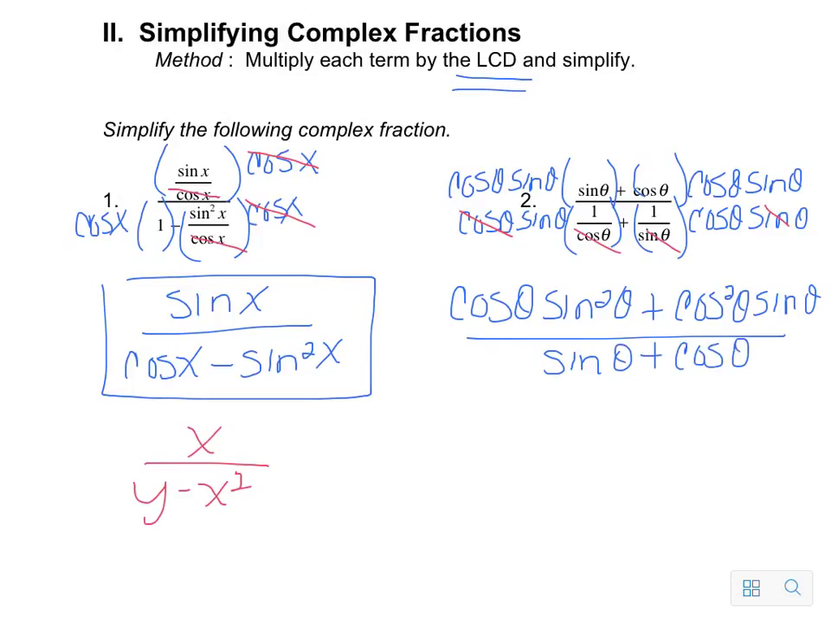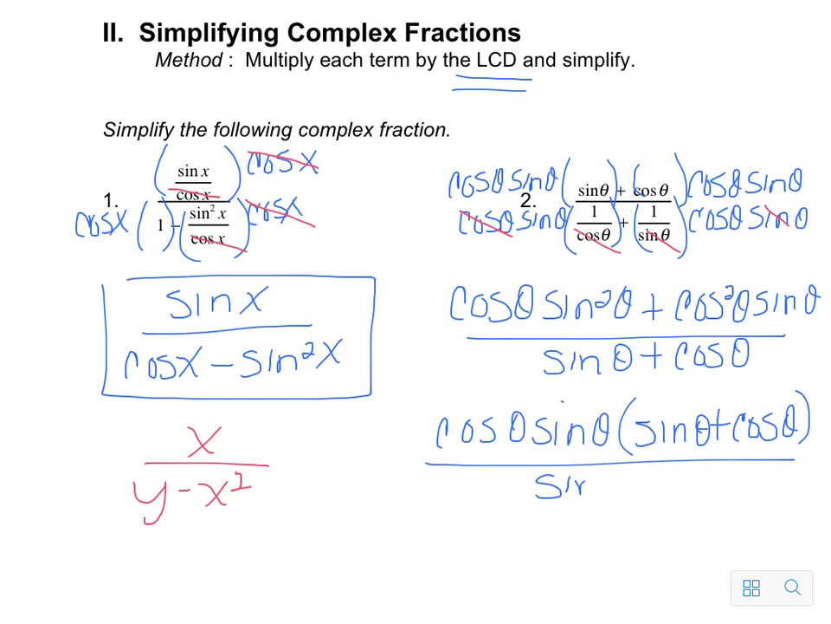All right, let's see what I can do. Can I factor anything on the top? Well, it looks like I can GCF out a cosine of theta and a sine of theta from each portion and get sine of theta plus cosine of theta. I can't do anything to the denominator, so I'll just bring it down. Can I cancel like terms? Well, I can actually cancel a sine of theta plus cosine of theta for a sine of theta plus cosine of theta because they're like binomials. So my final answer is going to be cosine of theta times sine of theta.